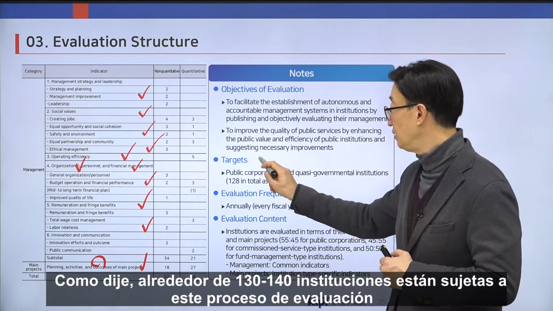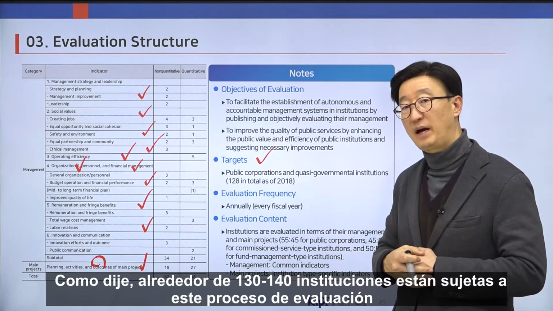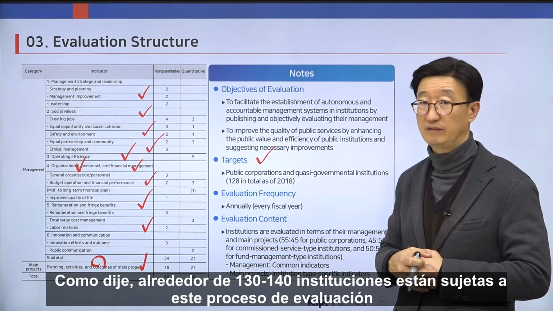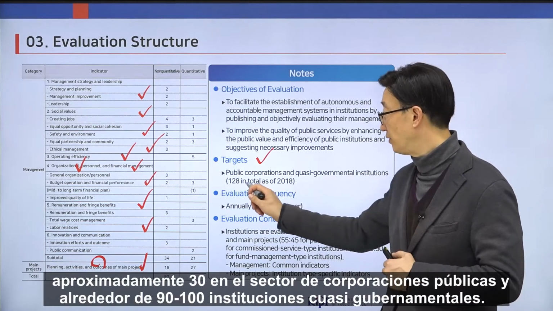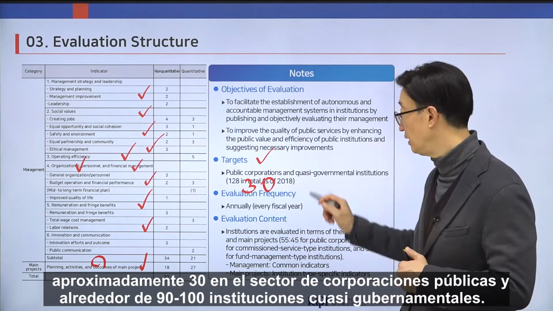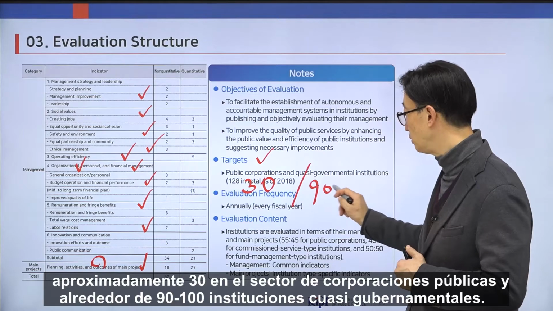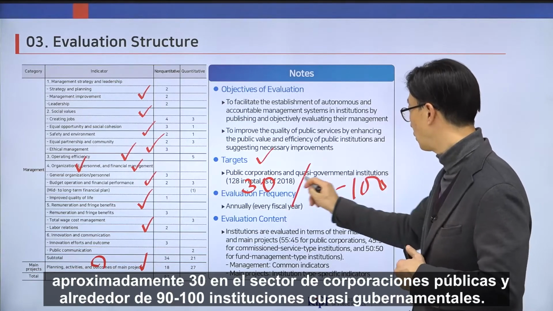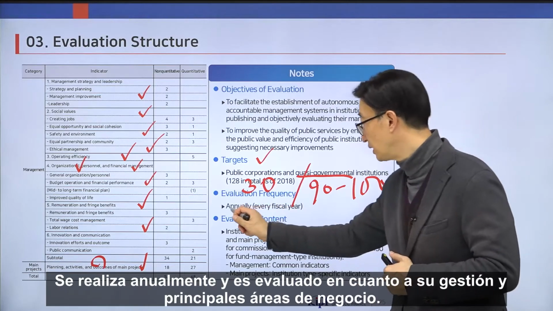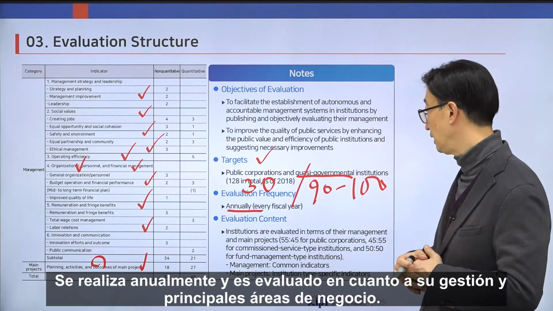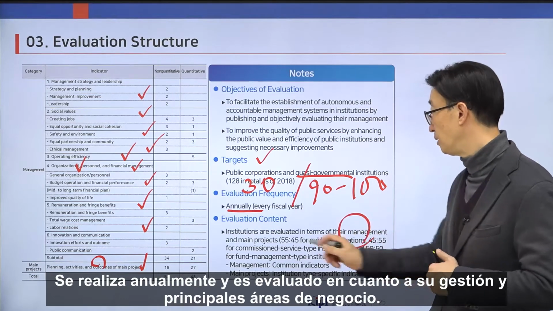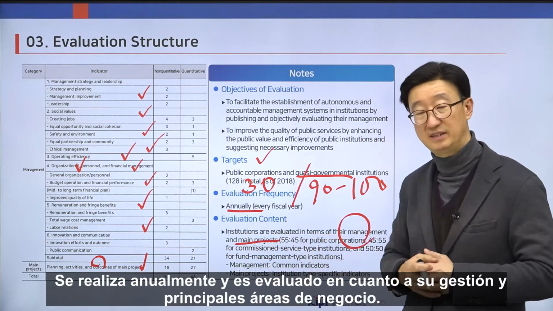As I said, about 130 to 140 institutions are subject to this evaluation process. About 30 or so are in the public corporation sector, and about 90 to 100 are quasi-governmental institutions. It is conducted annually and evaluated in terms of their management and main business areas.